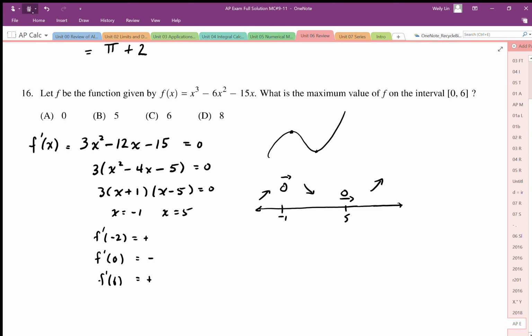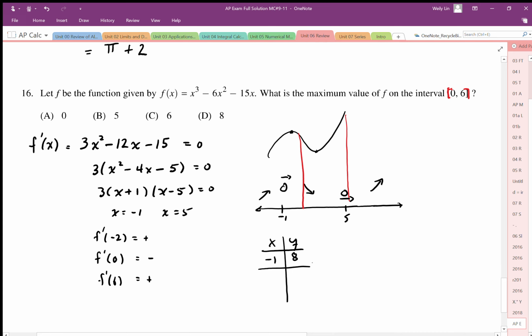However, remember that you have to account for this interval of 0 to 6. So this is outside of the interval. And so we need to test in this interval for min and max. In this case we really just want the max. And when we do that, we need to test our endpoints and critical points. So I'm going to put the negative 1 on the outside, and we can calculate it. Plugging in negative 1, I get negative 1 minus 6 is negative 7, plus 15 is 8.